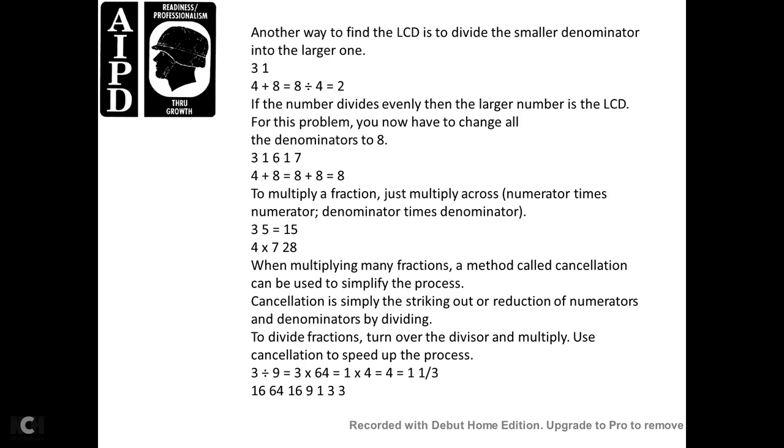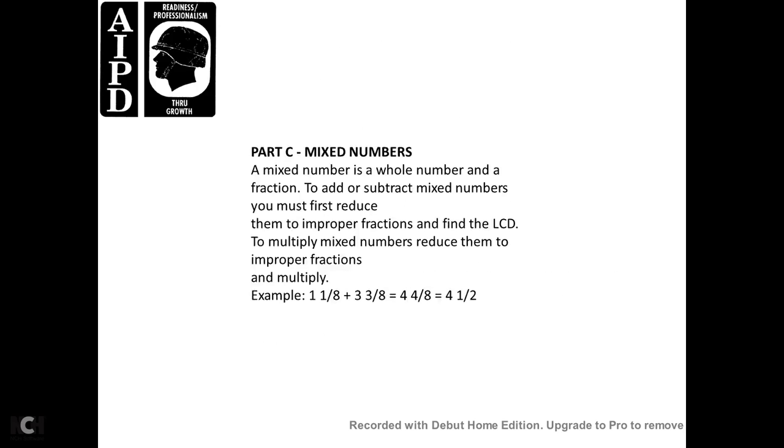Another way to find the least common denominator is to take the smaller denominator with the larger one, the number to divide evenly into the larger number is the least common denominator. The problem you'll have is the same with the denominator of 8. To multiply fractions, multiply across: numerator times numerator, denominator times denominator. But when multiplying many fractions, you can simplify the process with cancellation, striking out the reduction of the numerators and denominators. By dividing fractions, turn it over with the divisors, multiply with the cancellation, and speed up the process.